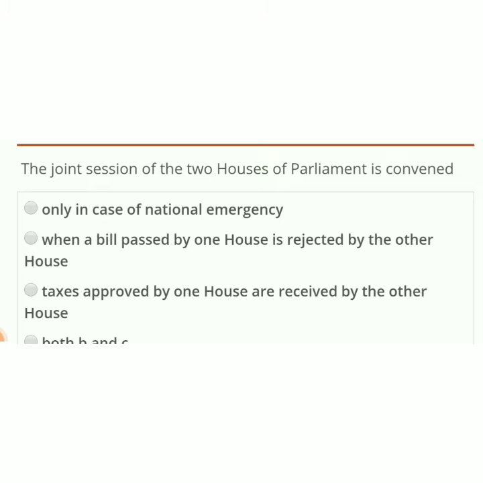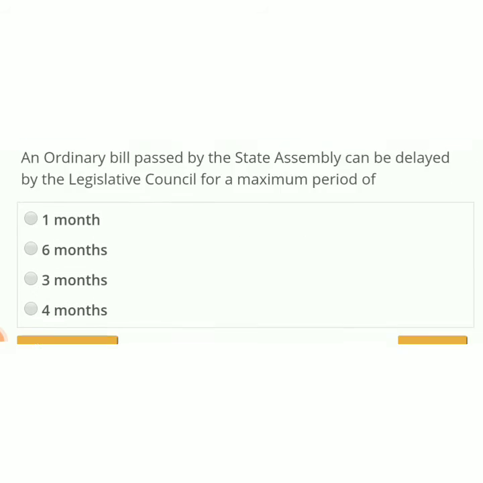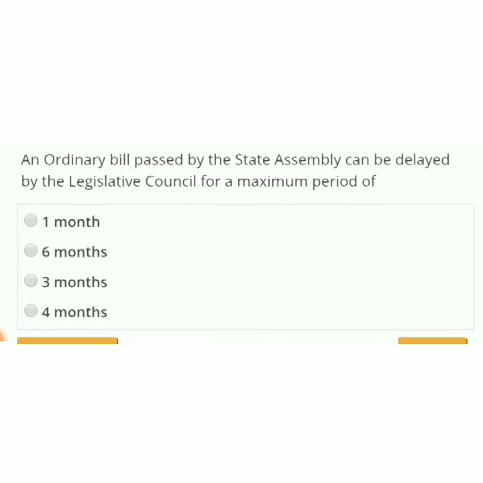The joint session of two houses of the Parliament is convened only in the case of national emergency, when a bill passed by one house is rejected by the other house, when tax approvals by one house are received by the other house, or both B and C. So the correct answer is both B and C.